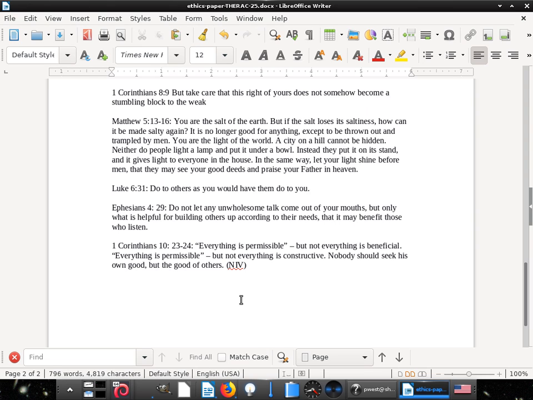Yeah. And then 1 Corinthians, whew. 10:23-24. Everything is permissible, but not everything's beneficial. Everything's permissible, but not everything's constructive. No one should seek his own good, but the good of others. Huh. I wish I could teach my kids that.